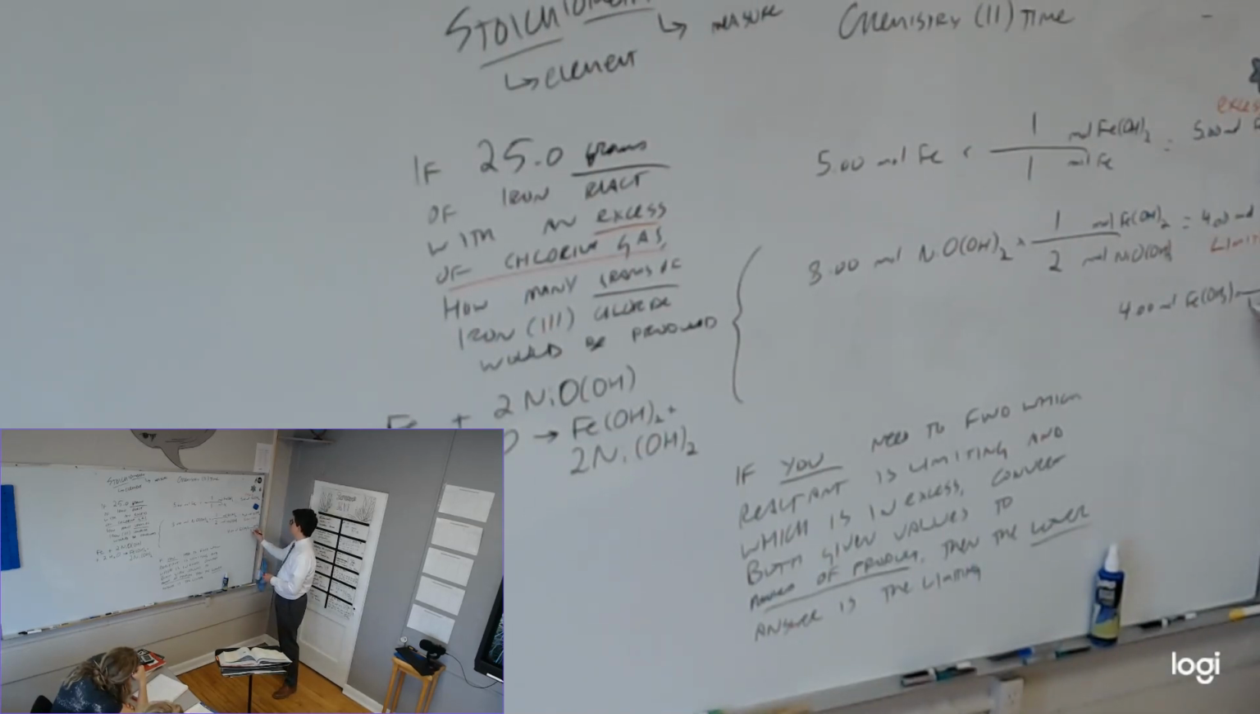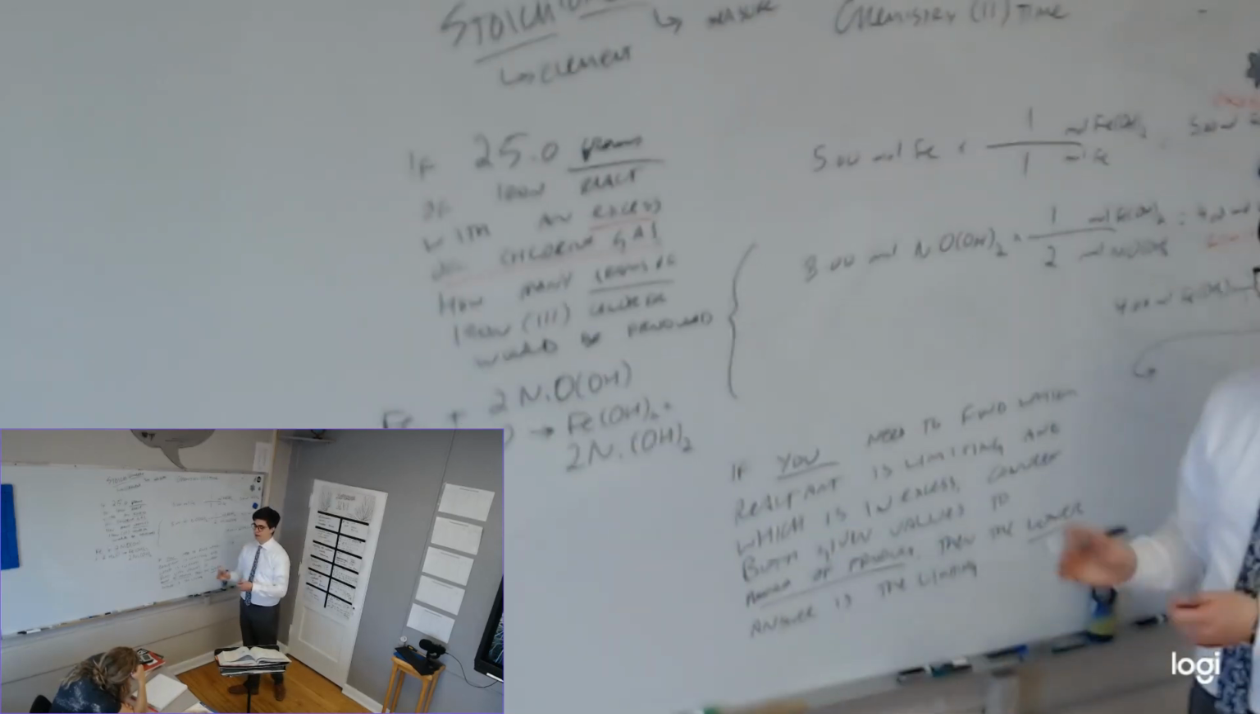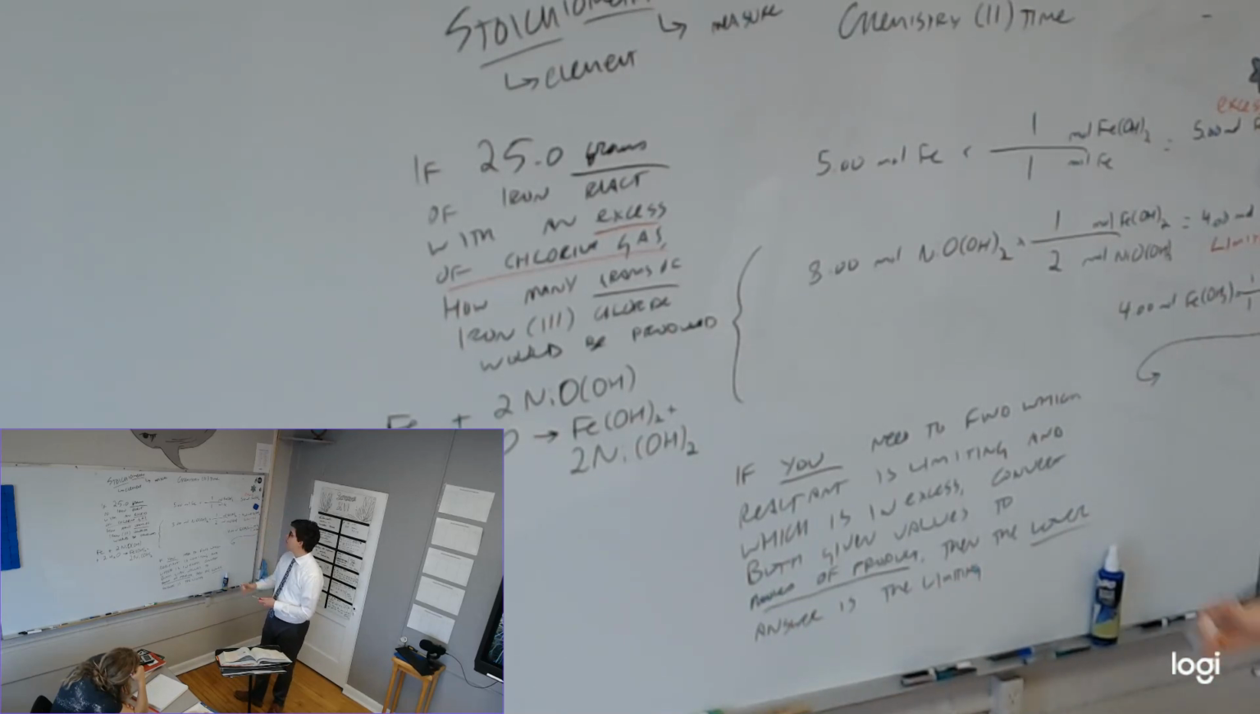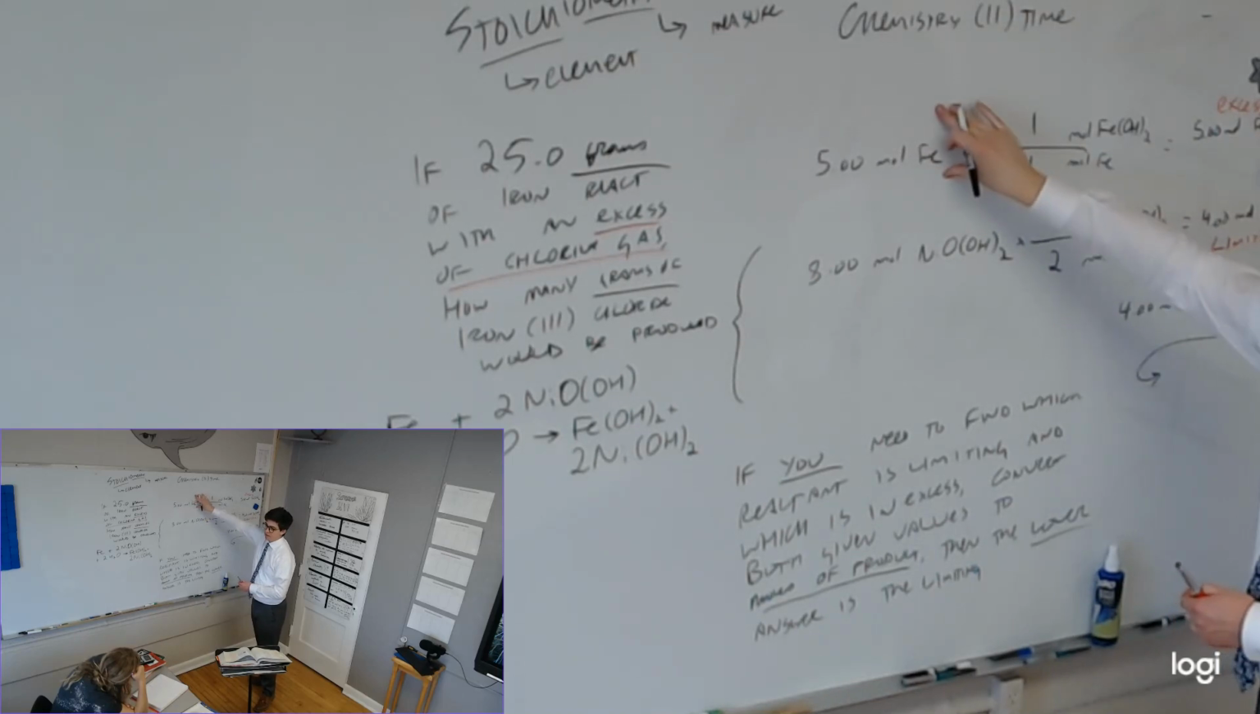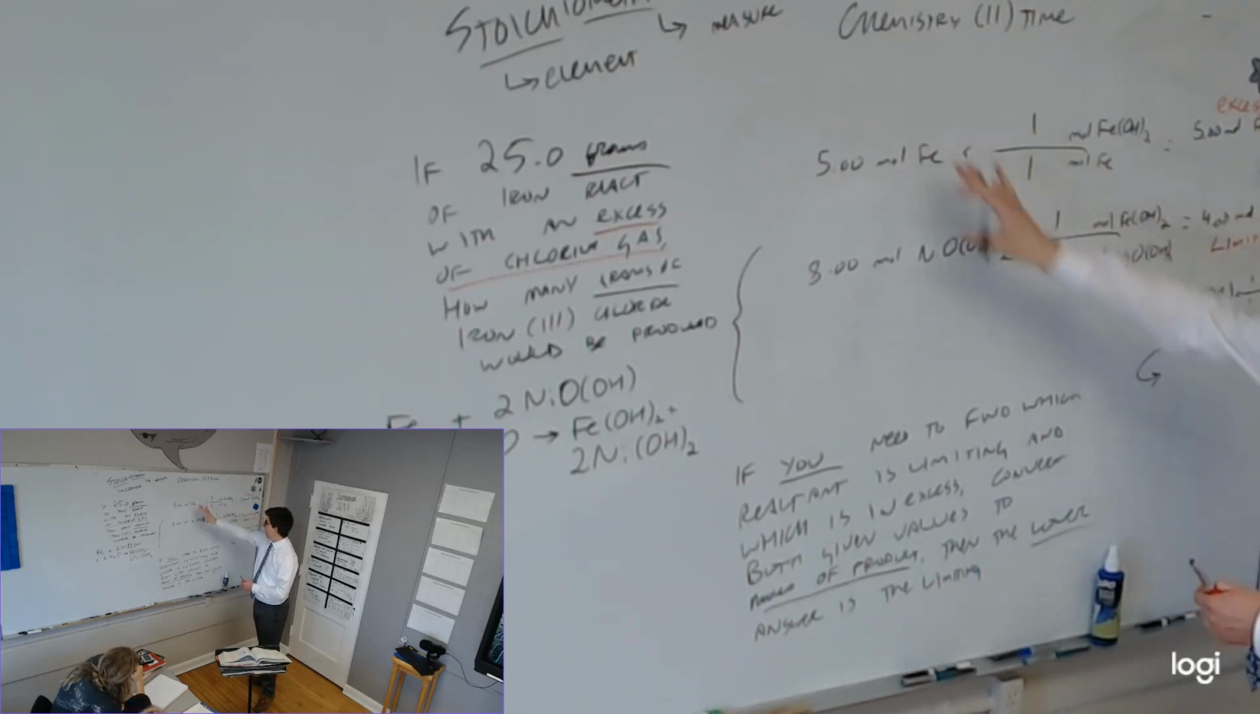Still the mole ratio. Why are we doing this? To find the amount in excess, like how much was too much, how much did we actually need. Basically, we know that there's going to be some of this left over, right? Yep. So we're finding how much is going to be left over.